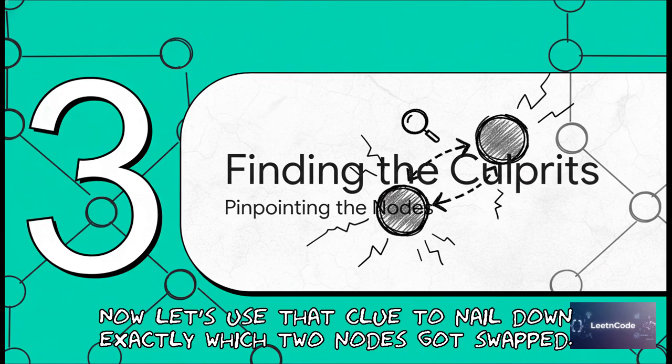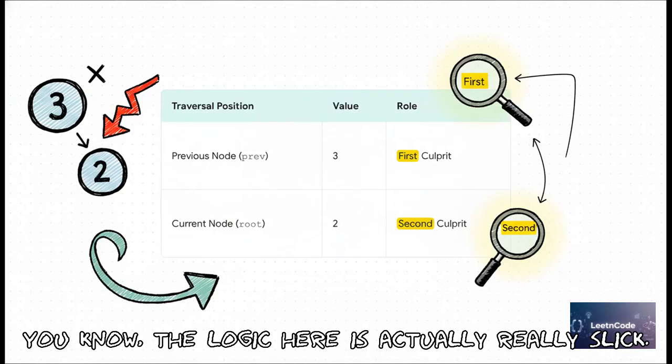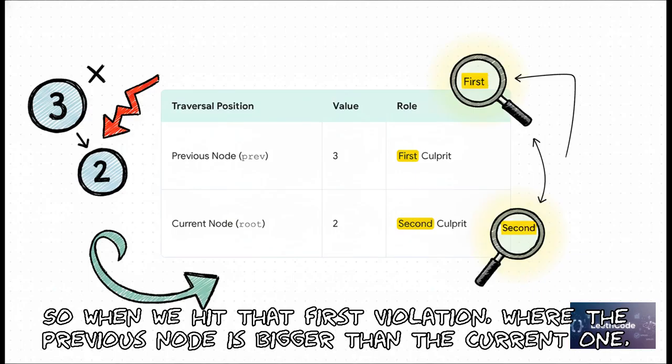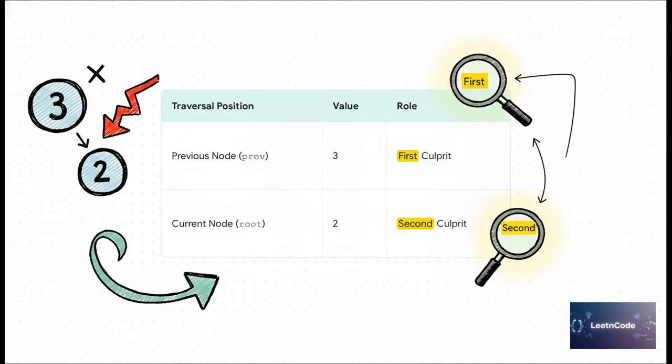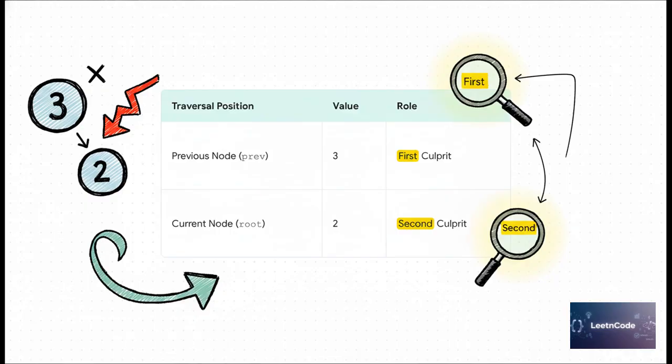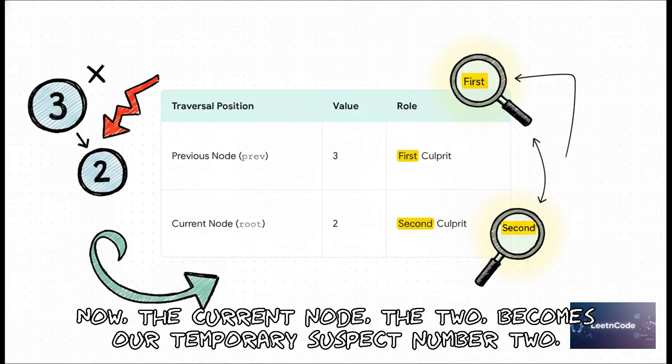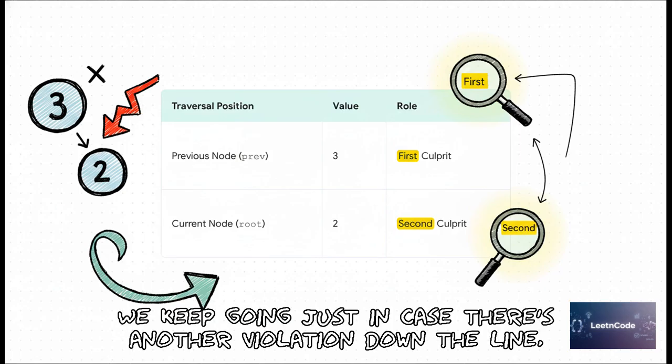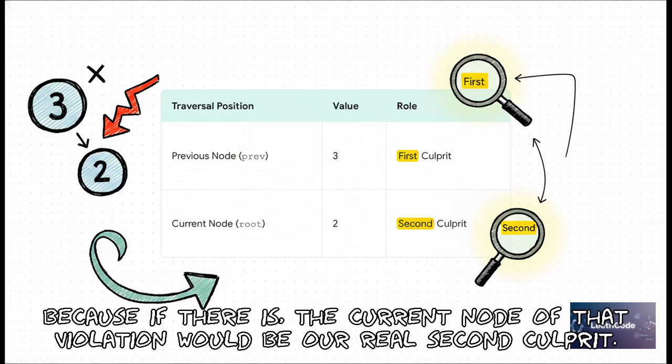Okay, we've found the break in the pattern. Now let's use that clue to nail down exactly which two nodes got swapped. You know, the logic here is actually really slick. So when we hit that first violation, where the previous node is bigger than the current one, that previous node, in our case the 3, is definitely one of our culprits. We'll call it suspect number 1. Now, the current node, the 2, becomes our temporary suspect number 2. We keep going just in case there's another violation down the line, because if there is, the current node of that violation would be our real second culprit.